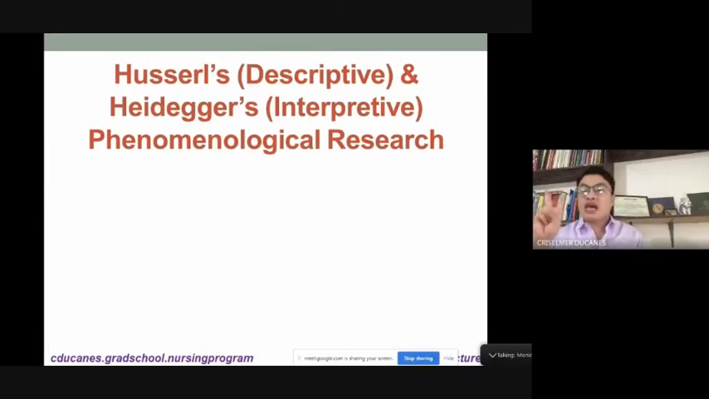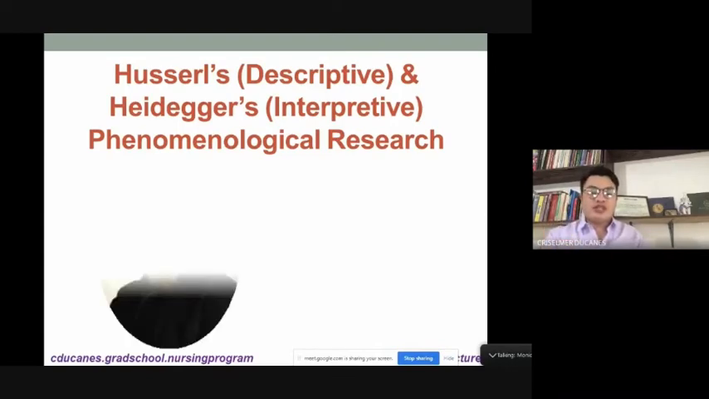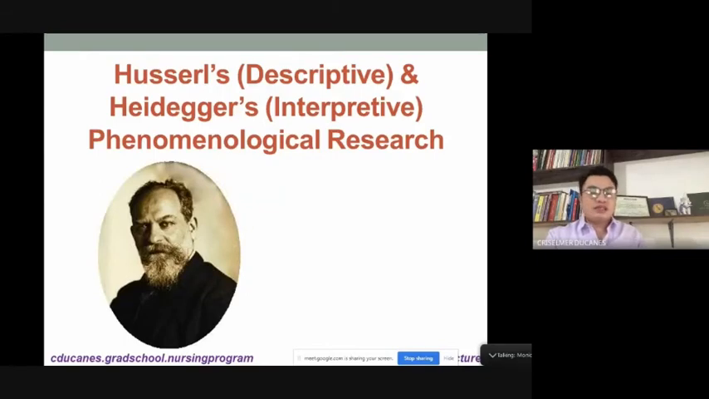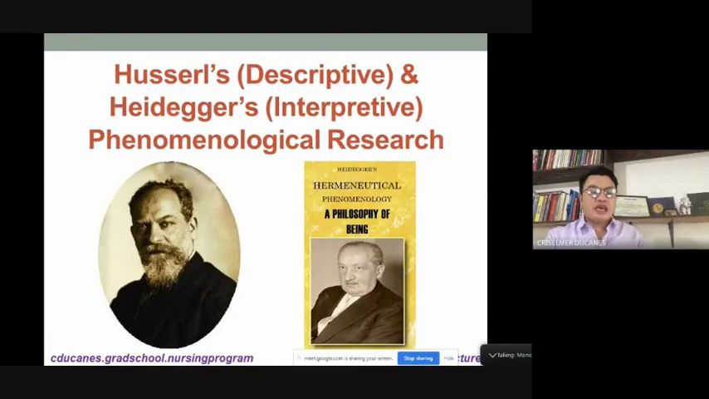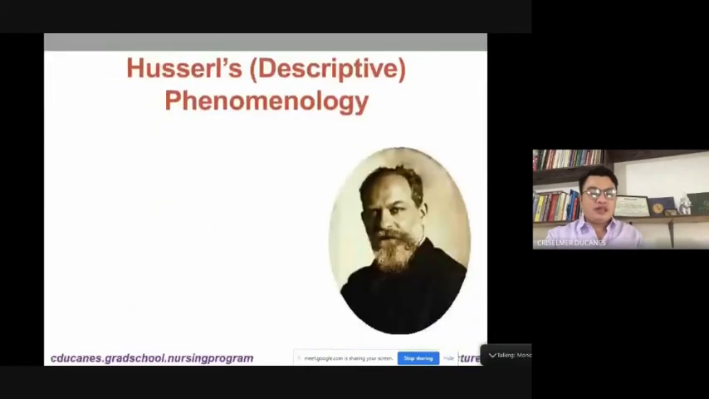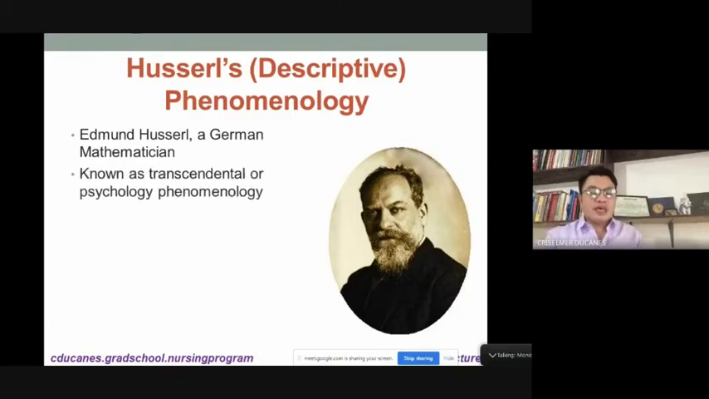So we also have here the two types of phenomenology: Husserl's descriptive and Heidegger's interpretive phenomenological research. Husserl was a mathematician, and then his student was Heidegger. In descriptive phenomenology, the proponent is Edmund Husserl, a German mathematician. Descriptive phenomenology is also known as transcendental, empirical, or psychological phenomenology. So if you see transcendental, it means descriptive phenomenology. If you see empirical, it is descriptive phenomenology. If you see psychology, it's descriptive phenomenology.